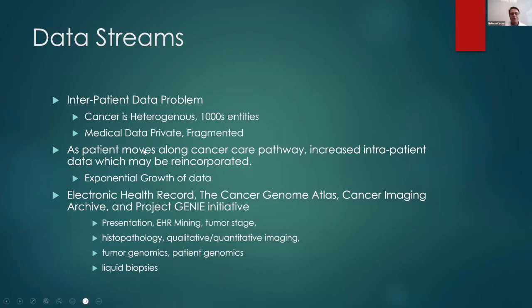But as patients move along the cancer care pathway, you create more and more data about them. So you start with a TNM staging, and then you get genomics, and you have tons more data as you get to know a cancer patient. And current ways we record this data are the electronic health record, The Cancer Genome Atlas, the Cancer Imaging Archive, and Project GENIE. And these have histopathology data, qualitative and quantitative imaging data, and various other aspects of data like tumor genomics.